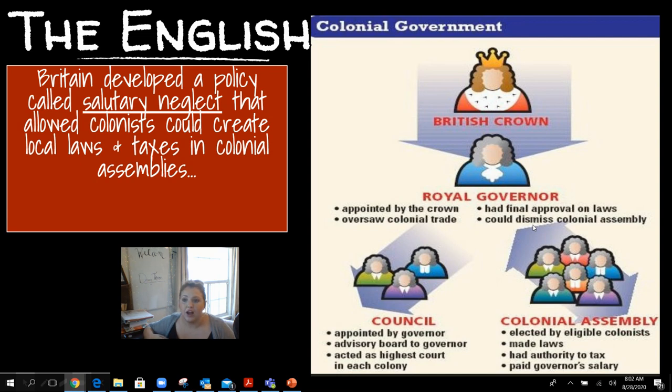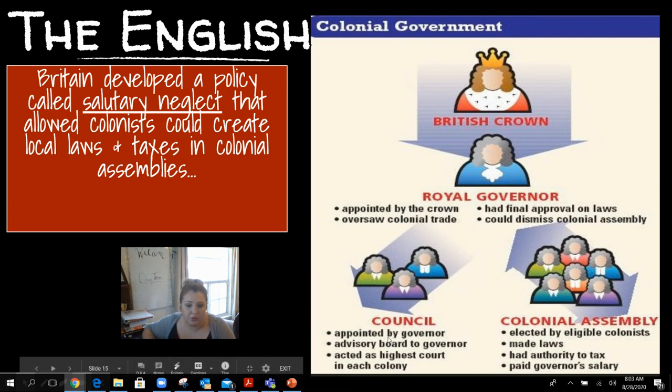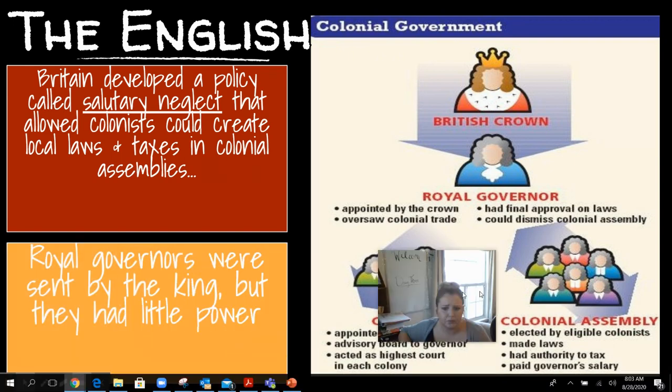So you have the British colonies who have that freedom to make those choices. So they have a council appointed by the governor, an advisory board, and act as the highest court. And then you have the assembly, these people that are elected within regions. They're paid to be full-time politicians. They make laws. They have the authority to create taxes. And so really the colonies were kind of left to their own devices to make decisions.